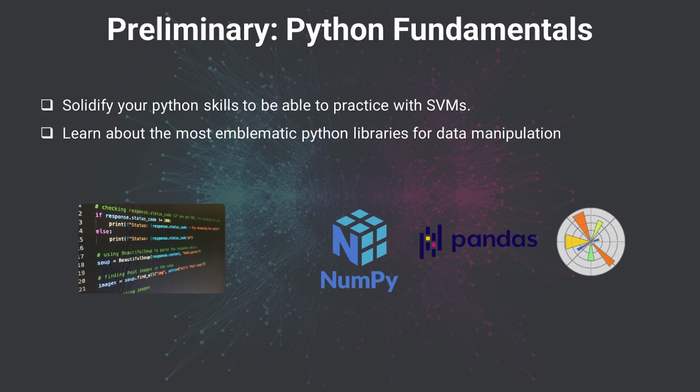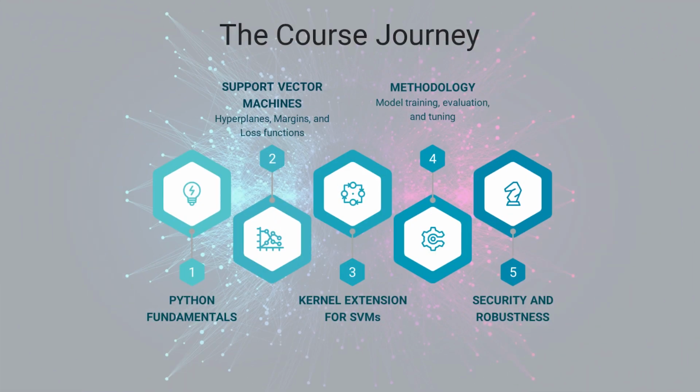Before diving into the model itself, we'll solidify our Python foundation, which will be essential for a successful applicative journey. In particular, after going through the basic Python syntax, we'll explore the most emblematic Python libraries for data manipulation. Of course, we'll also cover the scikit-learn library, which is one of the best toolkits for data scientists and SVM practitioners. Once the fundamentals of Python are covered, we'll dive into the heart of this course with the essential concepts used in support vector machines, in order to deal with all sorts of supervised learning problems. We'll also cover the kernel trick to extend the model to more difficult problems.